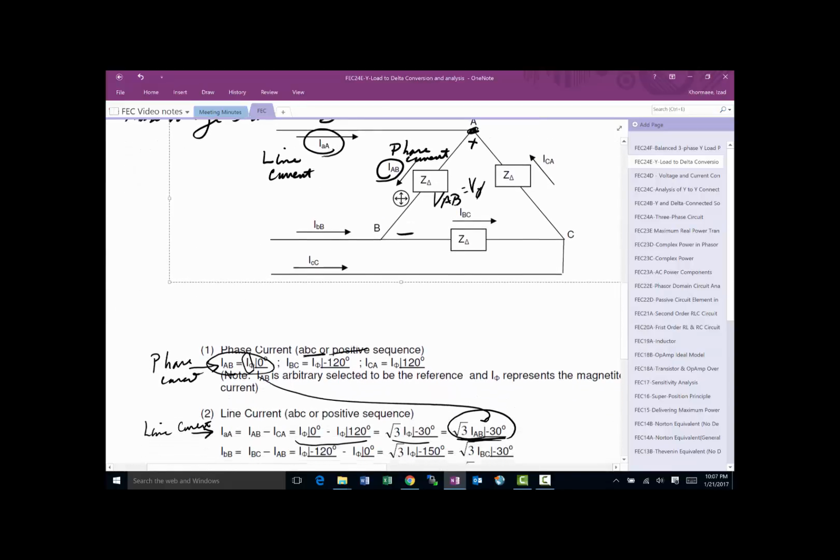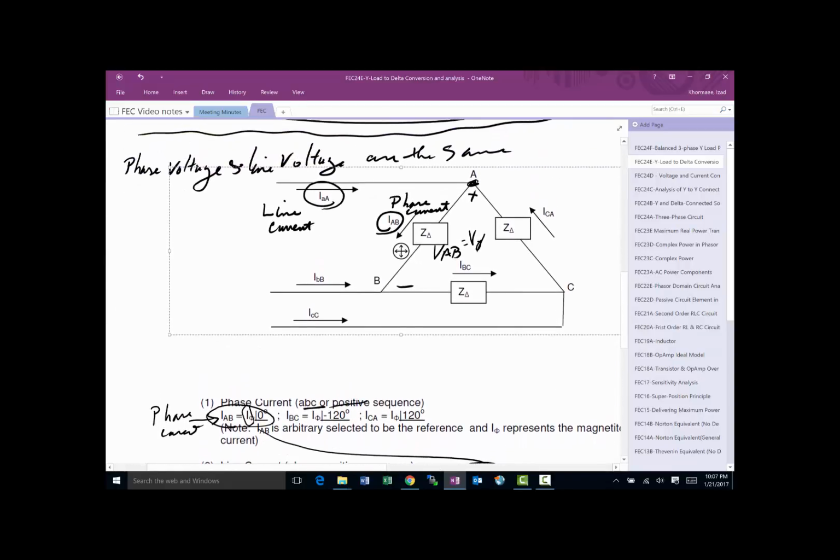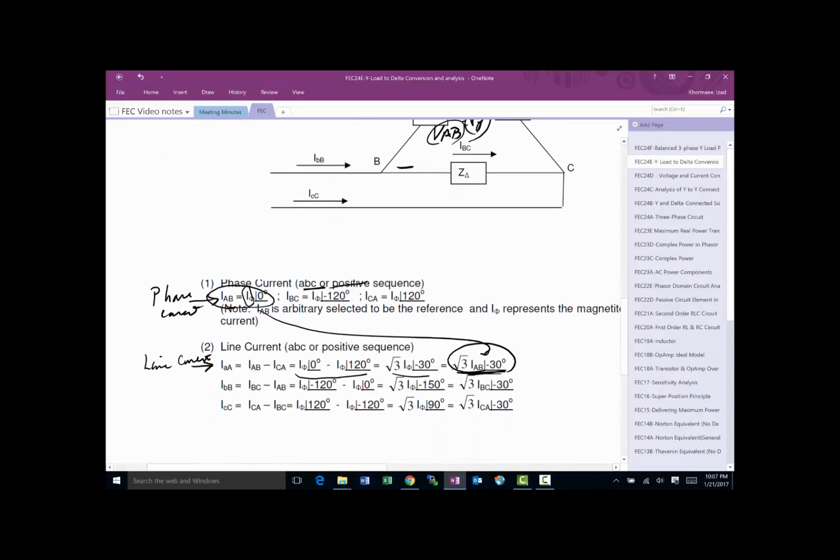Okay, and the only other thing you have to remember is that when you're in a delta connected load, the line voltage and phase voltage are the same thing, but line current and phase current are not, and we use these equations to do the conversion between the two.